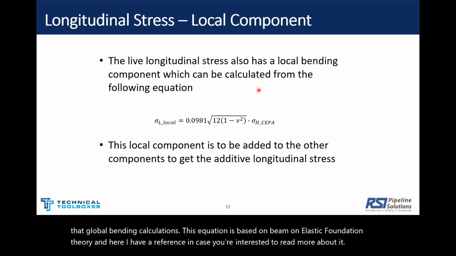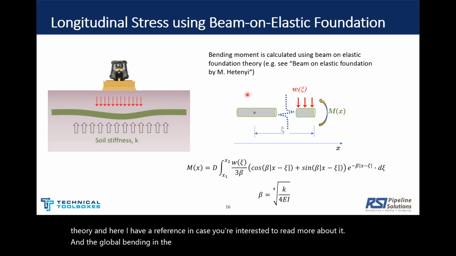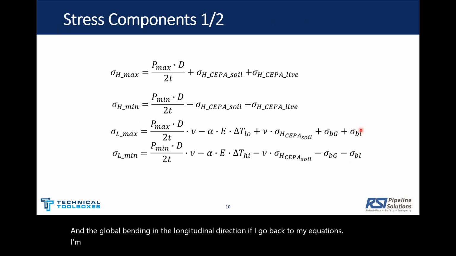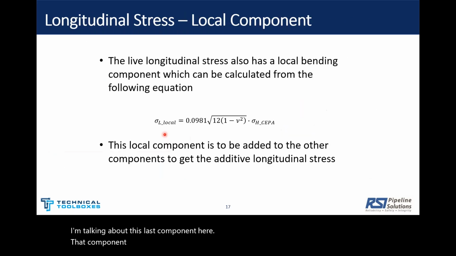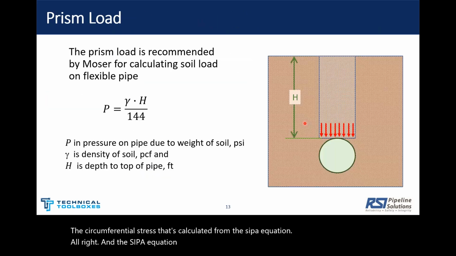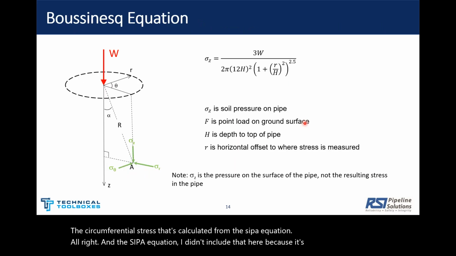And the global bending in the longitudinal direction. If I go back to my equations, I'm talking about this last component here. That component is calculated from this equation. So here nu is the Poisson ratio and sigma h CEPA is the circumferential stress that's calculated from the CEPA equation. All right. And the CEPA equation, I didn't include that here because it's a well-known equation.